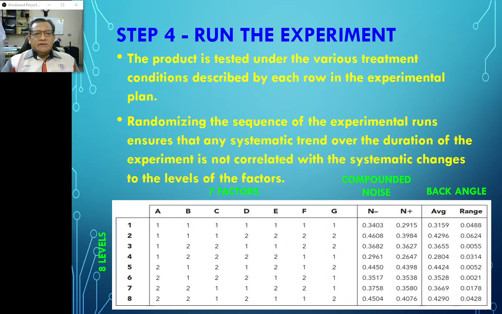And then you have to execute the experimental plan that you have decided. The product is tested under various treatments, different types of trial and error, or many combinations of experiments, and for each test experiment you capture the data. So, for example, the product is tested under various treatment conditions described by each row of the experiment. For each row, there are 7 factors you want to monitor, factors on performance, and there are 8 levels of variation.